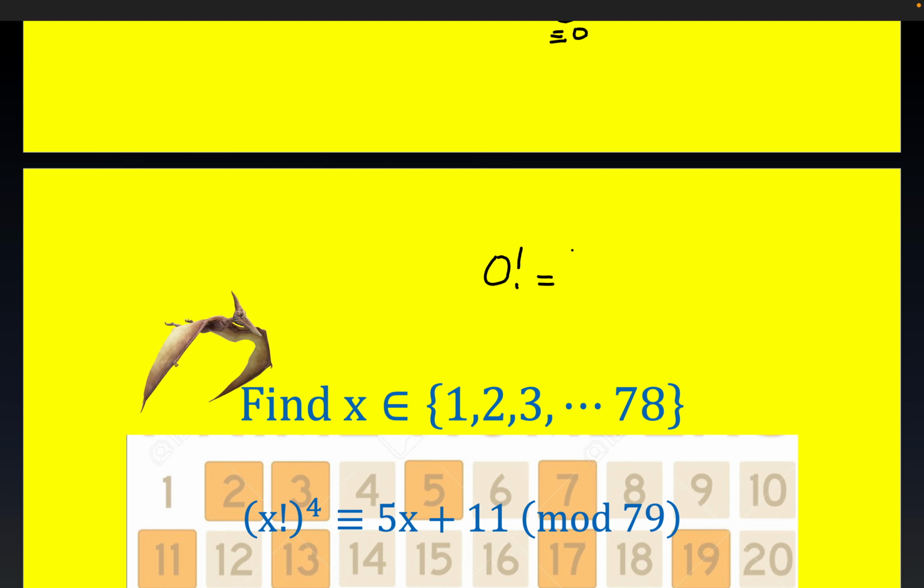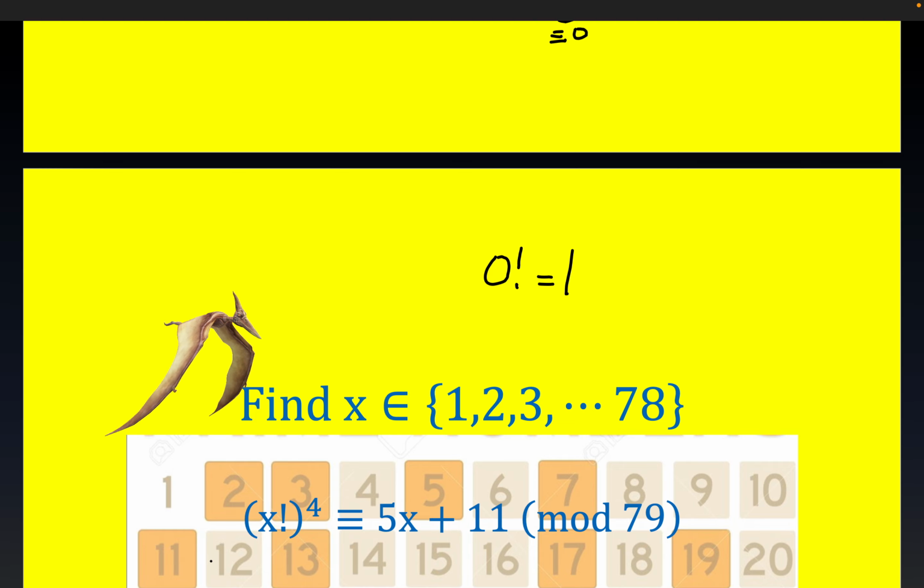0 factorial by convention is 1. This is also consistent with the definition of factorial, but for now we'll just state that 0 factorial is 1 by convention. Makes a lot of the formulas work in statistics. The combination and permutation formulas would break if this convention wasn't, if this was equal to 0, for example.